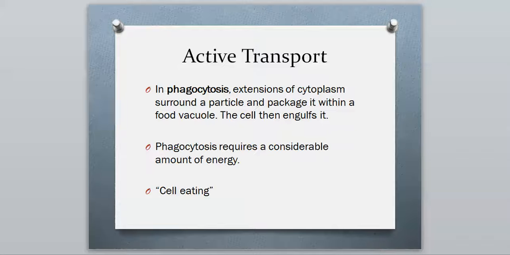Phagocytosis occurs when extensions of cytoplasm surround a particle and package it within a food vacuole, then the cell engulfs it. Phagocytosis requires a considerable amount of energy, and this is what is known as cell eating. It's when the cell literally wraps around an entire thing, puts a food vacuole around it, and then brings it inside. So it's like it's eating up the entire thing. Phagocytosis is what that one is called.